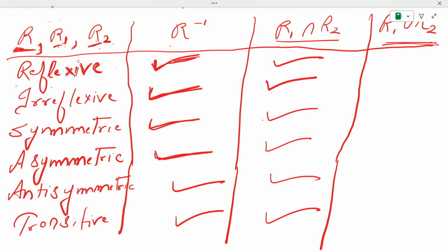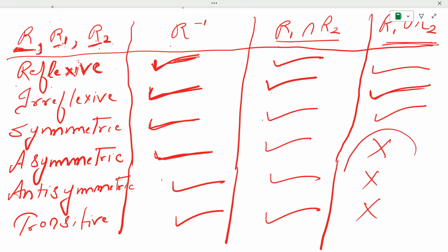But if we take R1 union R2, then there will be some changes. If it is reflexive, it is going to be reflexive. If it is irreflexive, it is going to be irreflexive. If it is symmetric, it is going to be symmetric. But for asymmetric, antisymmetric, and transitive, it need not be. So this is an important thing to note for R1 union R2.